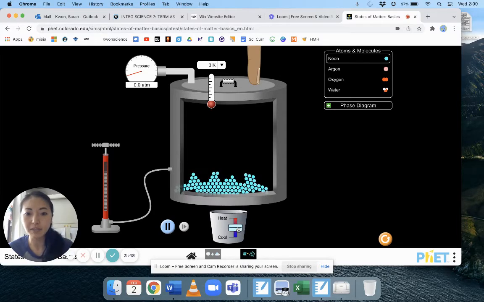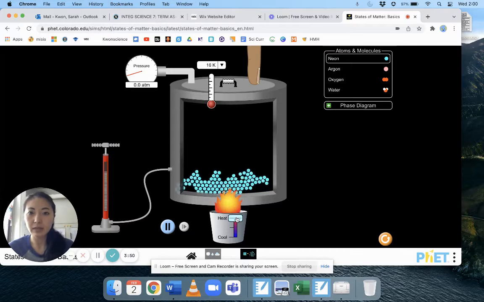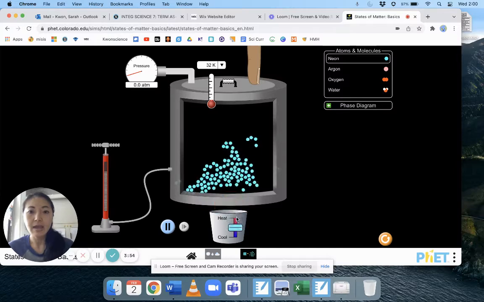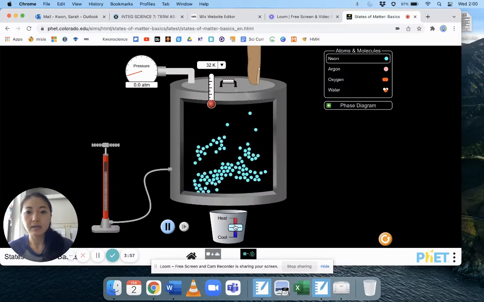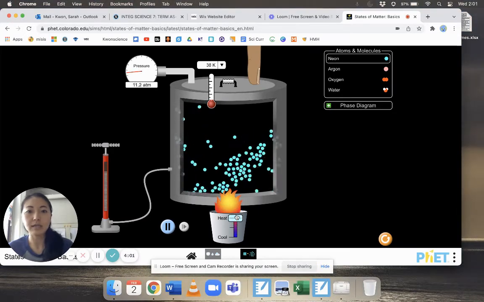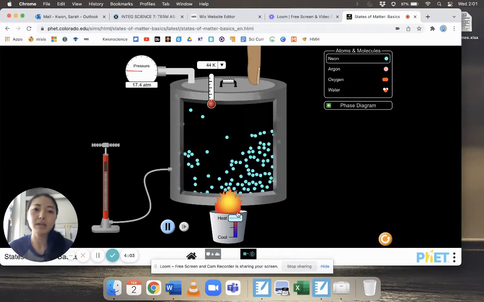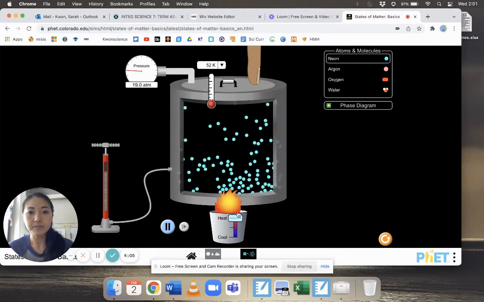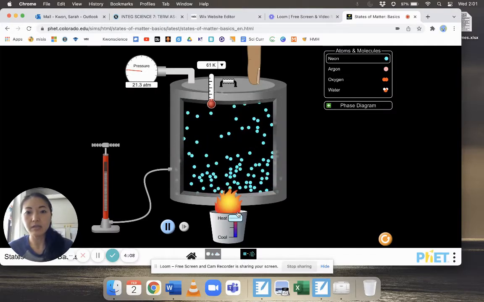Okay, so I'm going to heat up this solid and turn it back into a liquid. Okay, look at the temperature going up, going up. And we're kind of in between a liquid and a gas phase. Let's heat it up a lot. We're going to heat it up until this liquid turns into a gas. And wow, look at those atoms go.